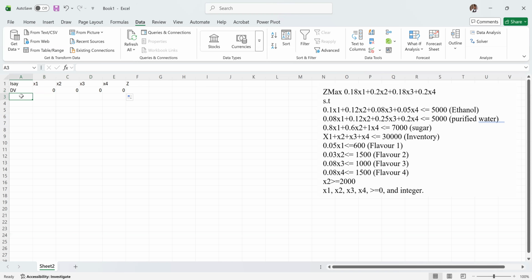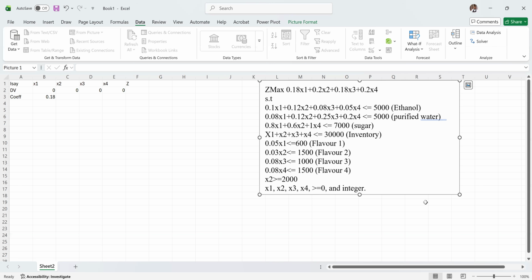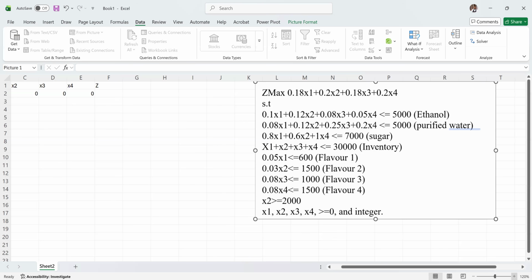Then below that, you write a coefficient, COEFF. And then you will list the name of the coefficient. If you look here, the first one is 0.18. Then you go to the next one. But let me move this one here so that you can see this one. There you go.